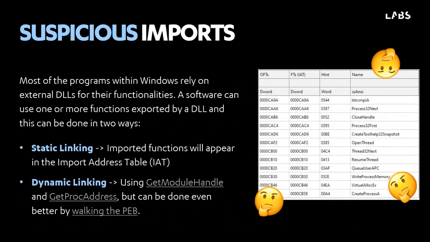So what could we do to improve that? It is to use dynamic linking. We can use something like GetModuleHandle and GetProcAddress to retrieve at runtime the function pointer of the function that we want to use, or we can even use Process Environment Block parsing to avoid even using those two APIs. So there are better ways of doing that.